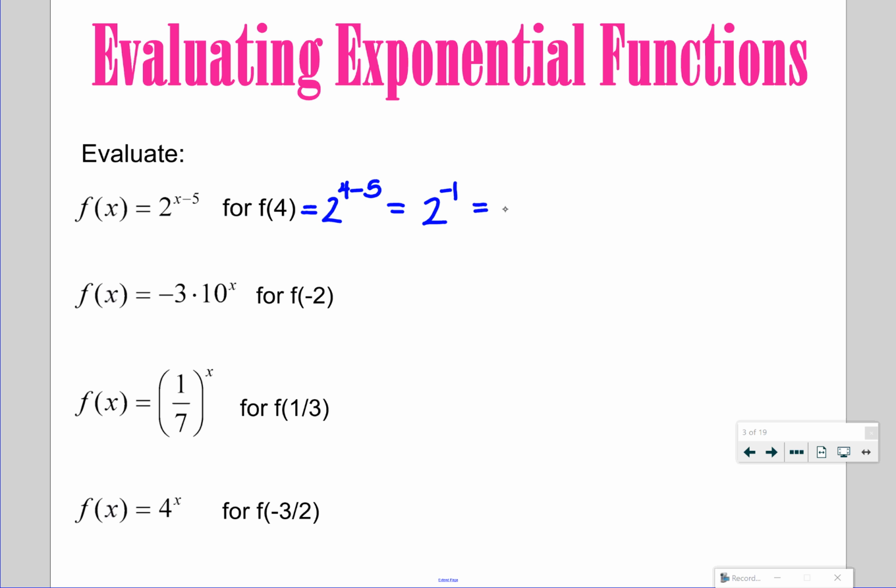2 to the -1, remember negative exponents, we can make them positive by moving a number into the denominator. So I can make it 1 over 2 to the first, that's our negative exponent property, and then 2 to the first gives me 2. If you type in 2 to the 4 minus 5 power in your calculator, it's going to tell you probably the decimal equivalent of this, or 0.5. All right, let's look at another one. Here I'm evaluating f of -2. So that would look like -3 times 10 to the -2nd.